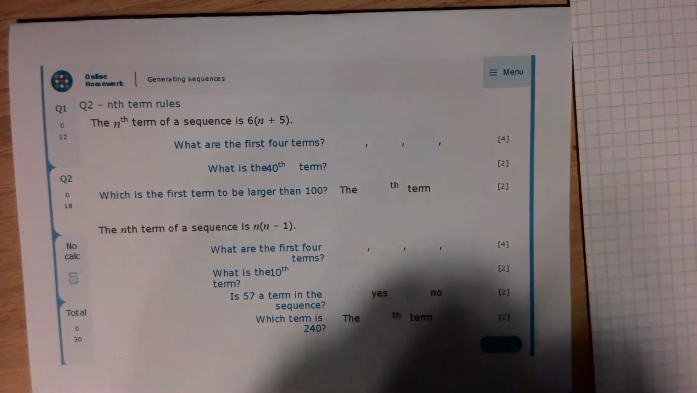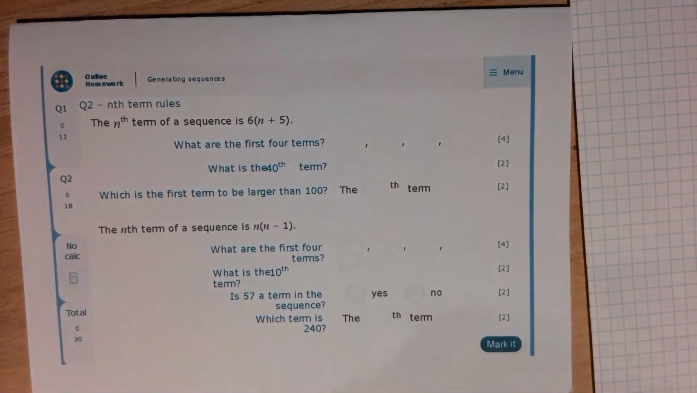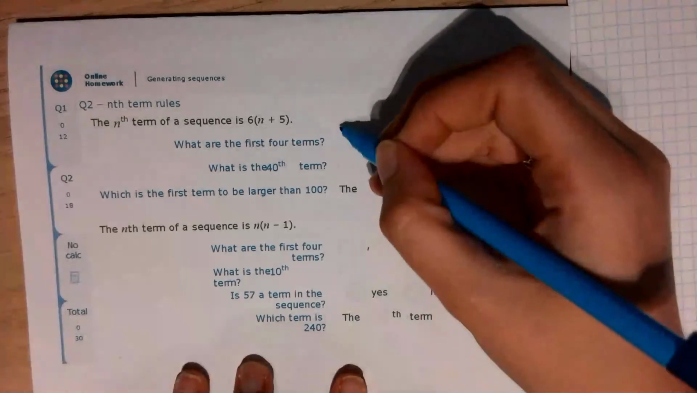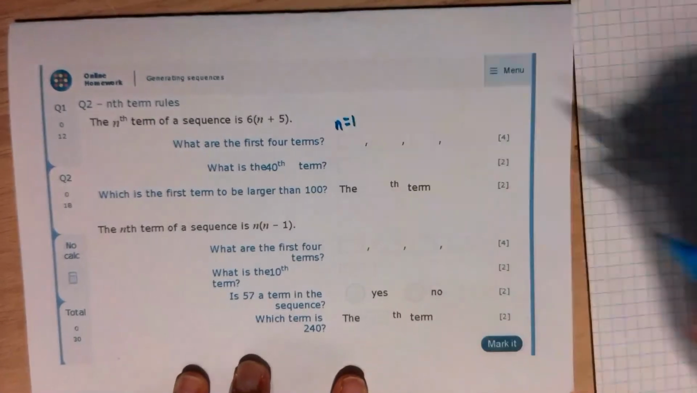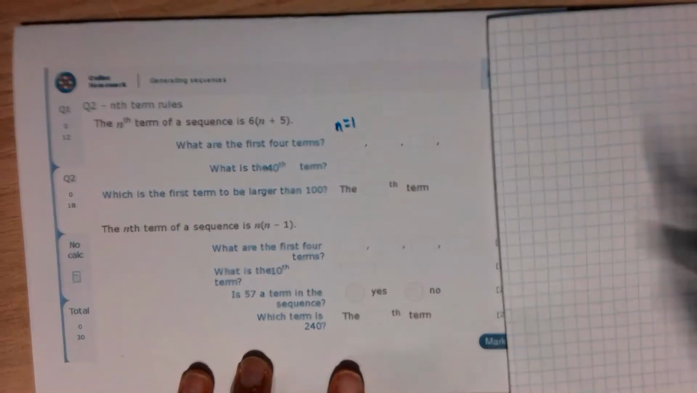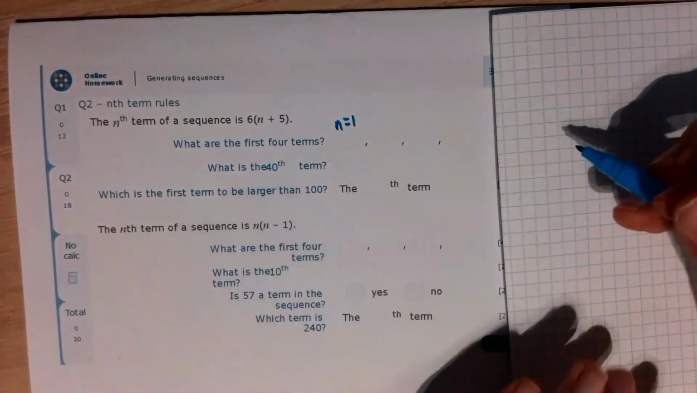The second page of this homework asks you to generate the nth term of two sequences where the nth term is in brackets. So we'll first of all ask for the first four terms of this sequence here. Now, remember n refers to the step we are in the sequence, so for the first term, n equals 1. So let's substitute that into the nth term, the rule for the sequence.